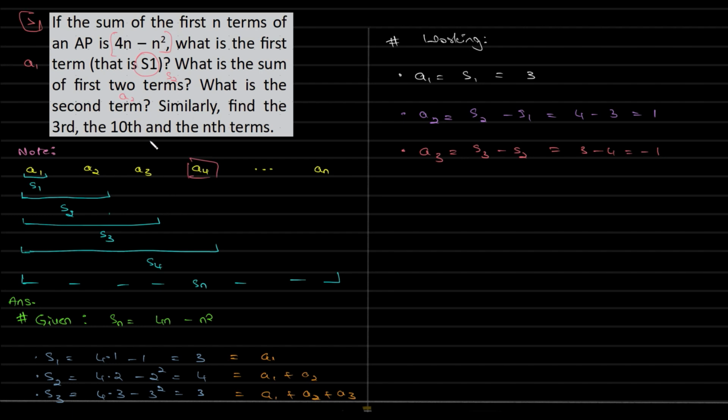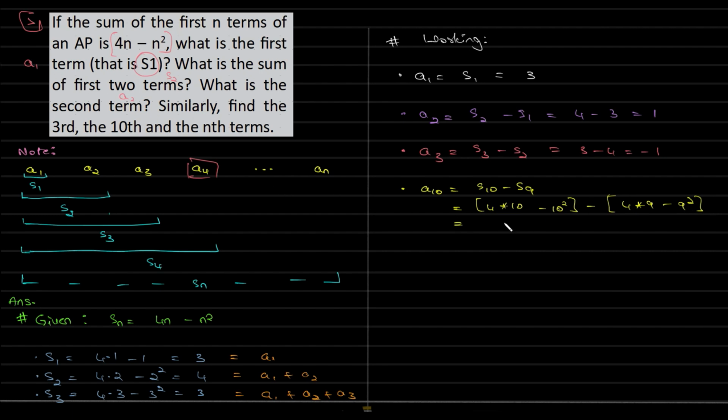Now, actually from here it's quite simple. From here I can find D and the question becomes simple. But similarly, they want us to find the 10th term also. So A10 is equal to S of 10 minus S of 9. So what is S of 10? We need to calculate S of 10. That is 4 into 10 minus 10 square, minus S of 9, which is 4 into 9 minus 9 square. So it's a bit of calculation.